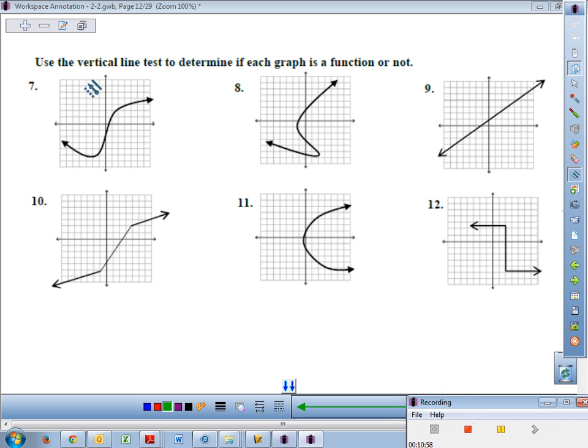Okay. So is this a function? Well, let's try the vertical line test. Why am I even able to use the vertical line test? Because these are graphs. Sound okay? It's not a relation. These are graphs.